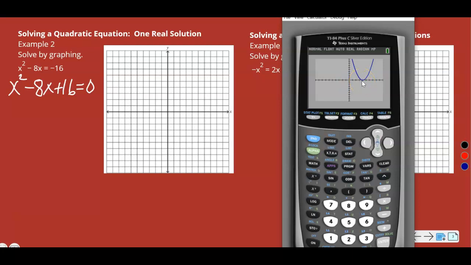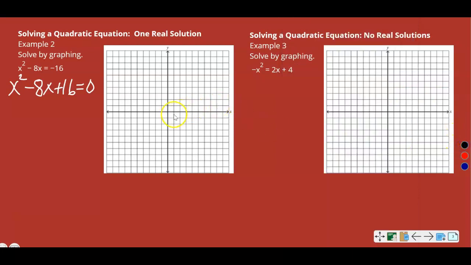And you can see 1, 2, 3, 4. So it appears that the x-intercept here is 4. So it looks like it's only hitting the x-axis one time. So 1, 2, 3, 4. So that means our vertex is going to be on the x-axis.